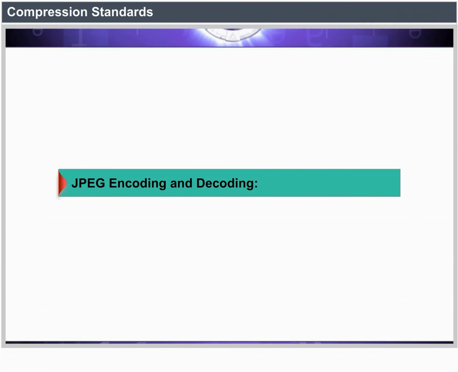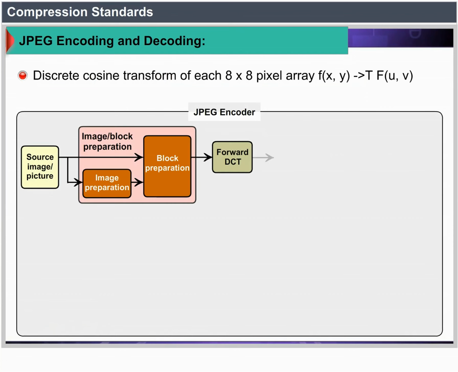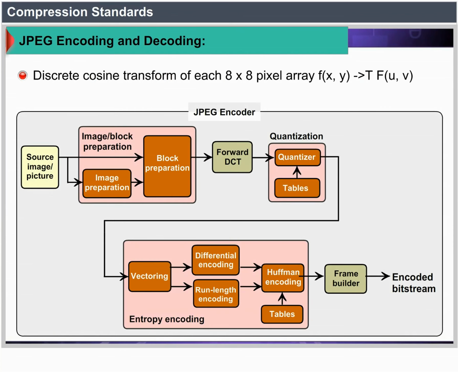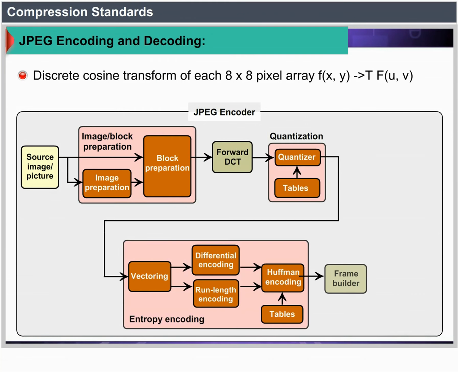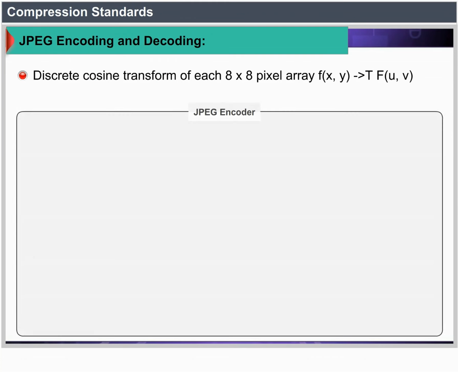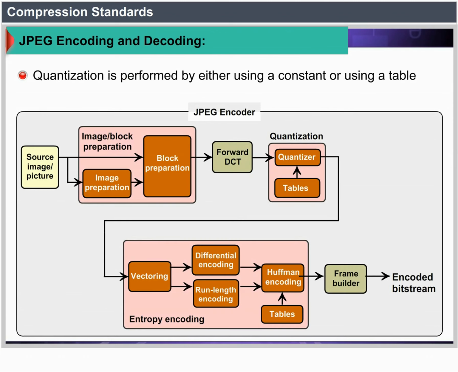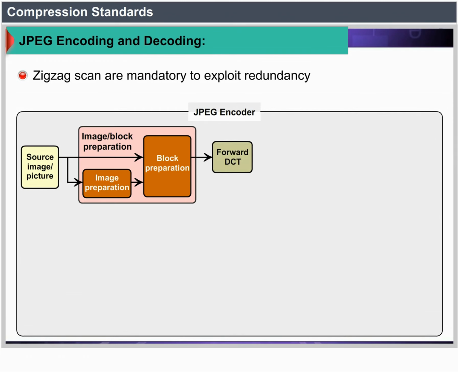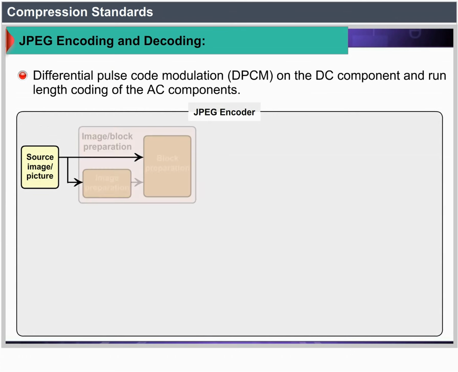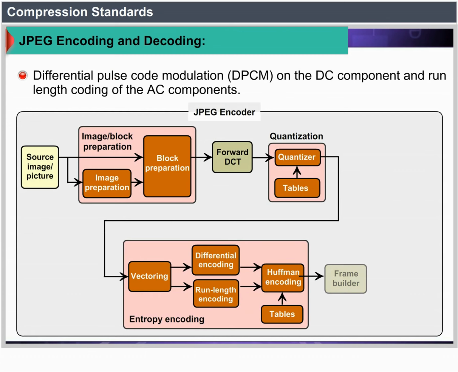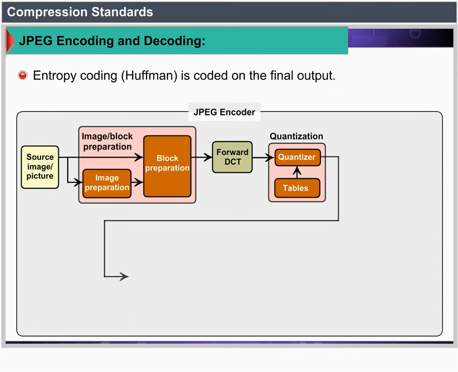JPEG encoding and decoding. Discrete cosine transform of each 8 by 8 pixel array function f(x, y) leads to the transform F(u, v). Quantization is done by using a constant or using a table. Zigzag scan to exploit redundancy. Differential pulse code modulation, DPCM, on the DC component and run length coding of the AC components. Entropy coding, Huffman, of the final output.